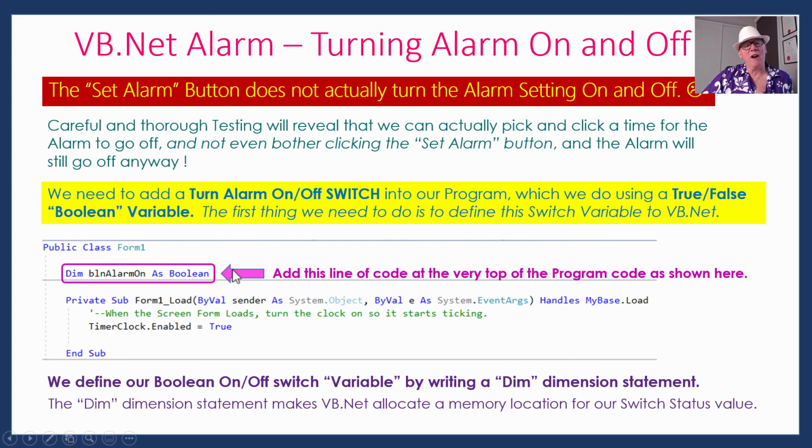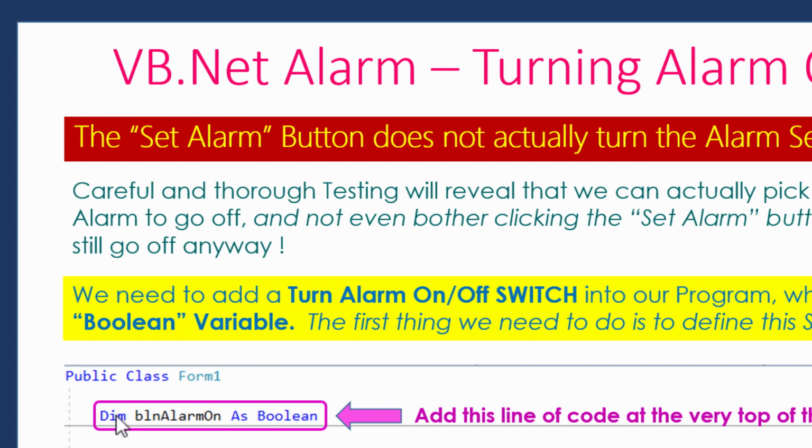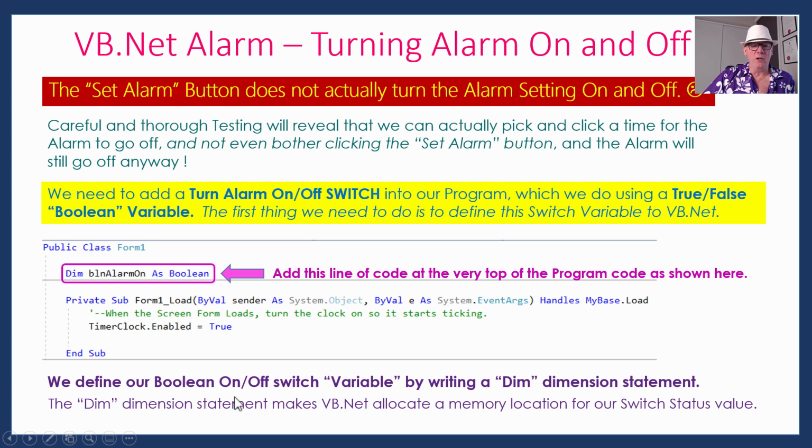Okay, so variables. Up the very top of the program under public class Form1, we need this special statement, a Dim, a dimension statement, which defines the variable. So we put Dim blnAlarmOn As Boolean. Because it's a Boolean yes, no, true, false, on, off switch, we start its name with bln. That's the naming standard. So this is setting up our switch. We're installing a little switch on the wall, if you like. So we define this on-off switch by writing this dimension statement.